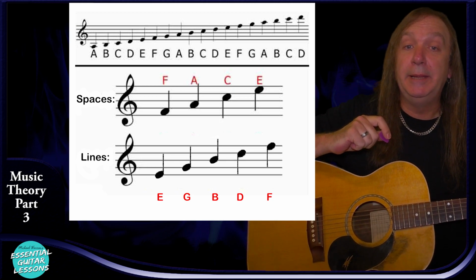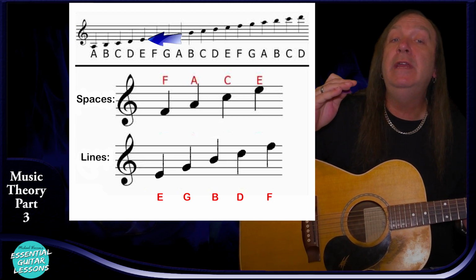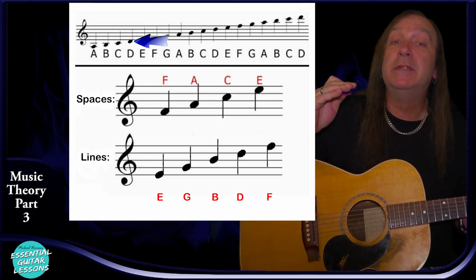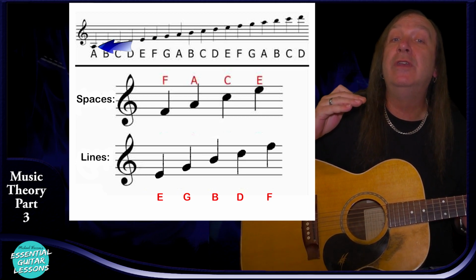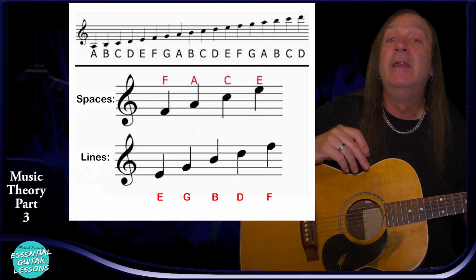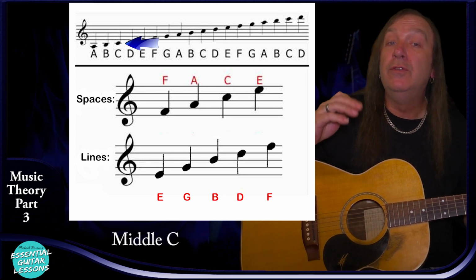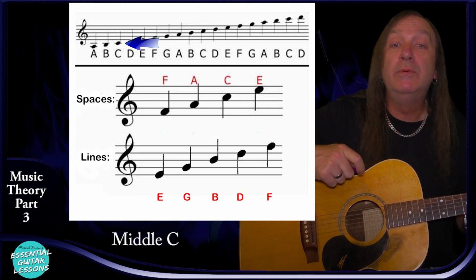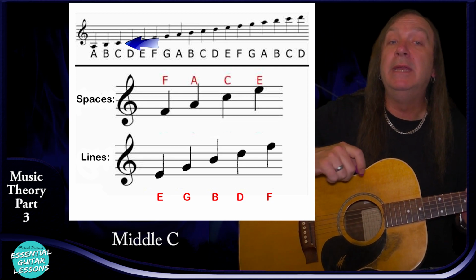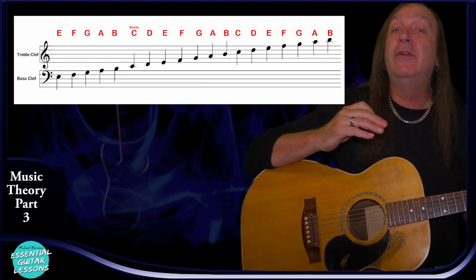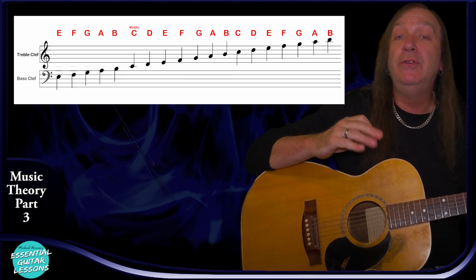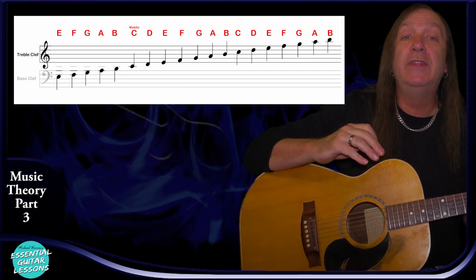Coming down is the same. E on the line, then D would be in a space, then C, B, A, G, F and E. Now that C there, which is one line under the staff using the treble clef, is called the middle C because it's in the middle of the piano. Now the notes under the treble clef cross over to the bass clef when we're playing other instruments like piano. Again, we don't use that in guitar, but it's good to understand.